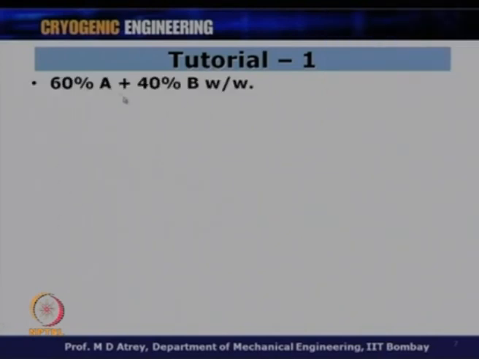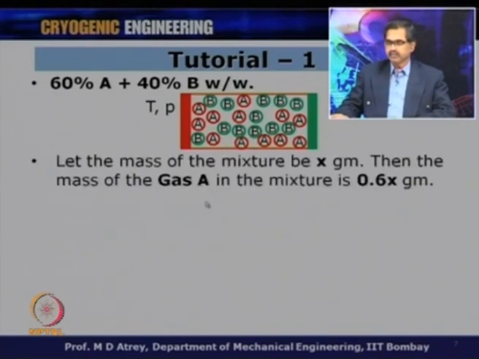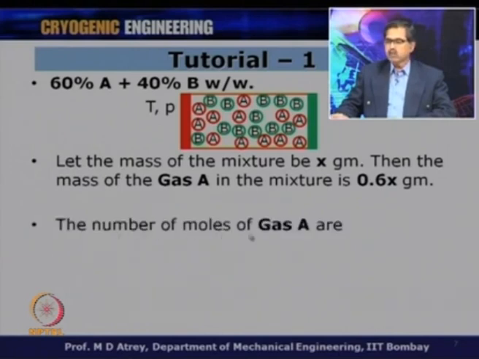So, first let us take the 60% A and 40% B on a weight basis. Let us say this is a mixture where A and B are in a ratio of 60 to 40 by weight. Let the mass of the mixture be x grams. Then the mass of gas A in the mixture is 0.6 x grams. The total mixture is x grams, and therefore 0.6 x constitutes the mass of gas A. The number of moles of gas A will be the total mass of gas A divided by molecular weight. So, Na is equal to 0.6 x upon 28, where 28 is the molecular weight in grams of gas A.